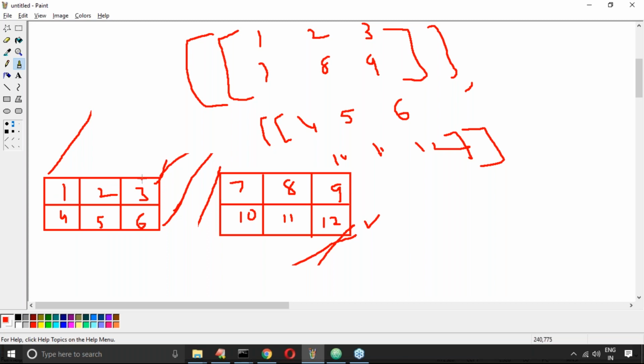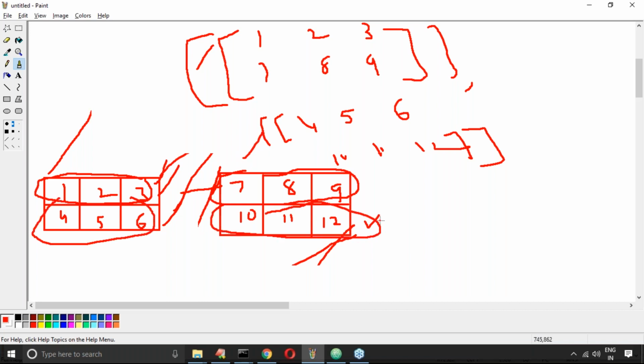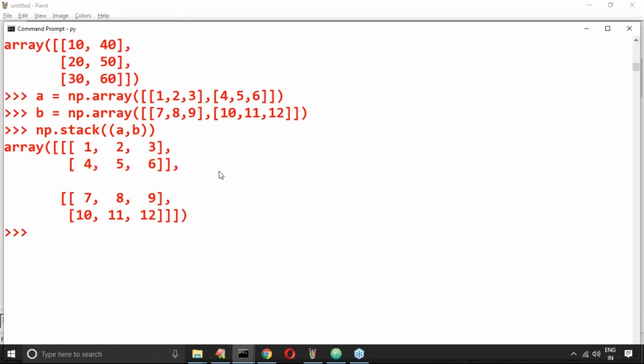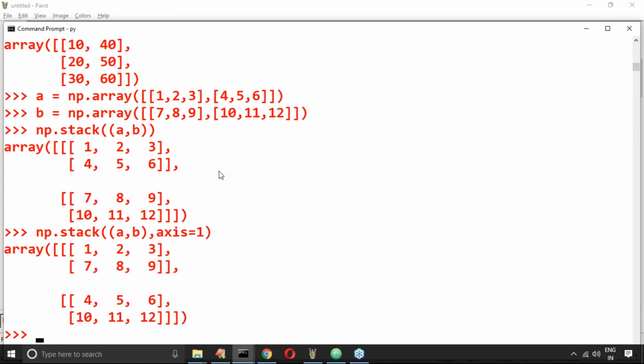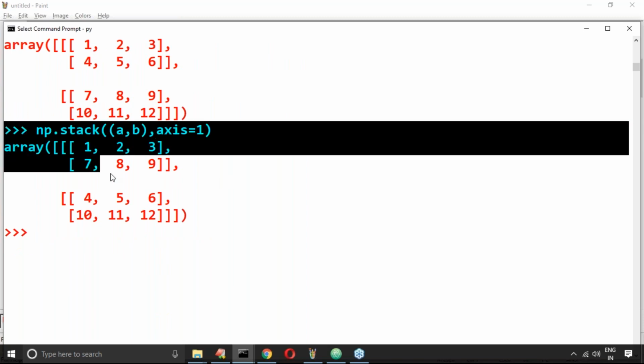So 1, 2, 3: please take this row from the first one. Now what do I have to take? Here 7, 8, 9, and put this row under this one. So row wise, with these two, one 2D array is going to be created. Next this row and next this row, another 2D array will be created. Now observe, is it confirmed? Axis is equal to 1. I'm trying to take it. Am I getting the same?